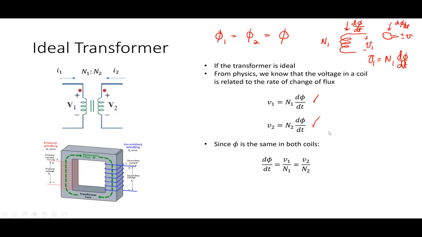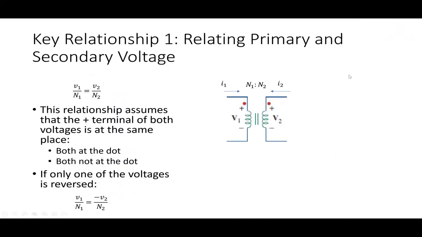If you solve each one of these, you get what I have down here. So d phi by dt equals V1 over N1, and d phi by dt also equals V2 over N2. So I get my first key relationship when it comes to transformers, the way of relating primary and secondary voltage, which is that in general, V1 over N1 equals V2 over N2.